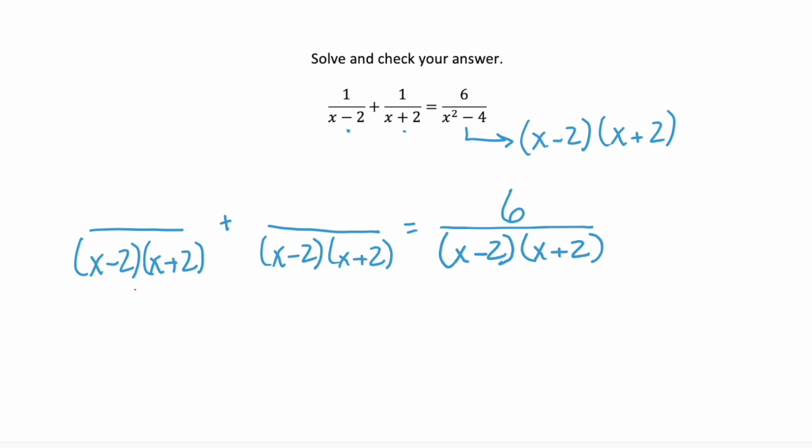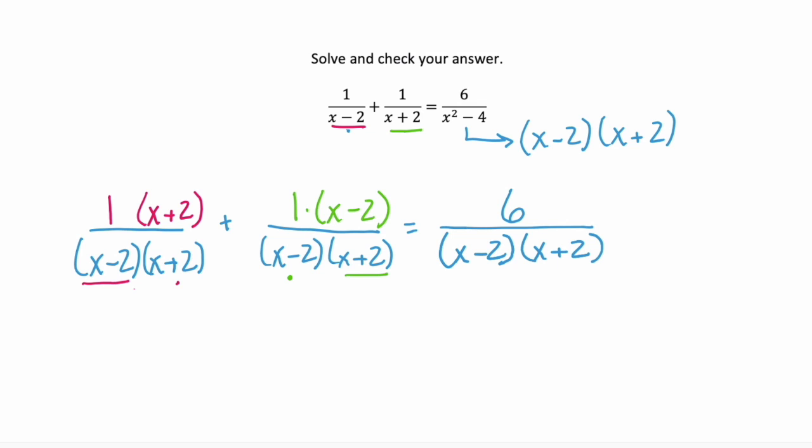Now we're going to look at the first fraction. The first denominator was x minus 2, which means the only component missing was x plus 2. So we need to multiply x plus 2 times our given numerator, which was 1. Then we can look at the second rational expression. And the denominator there was x plus 2, which means we were missing an x minus 2. And we're going to multiply that x minus 2 times the given numerator, which was 1.